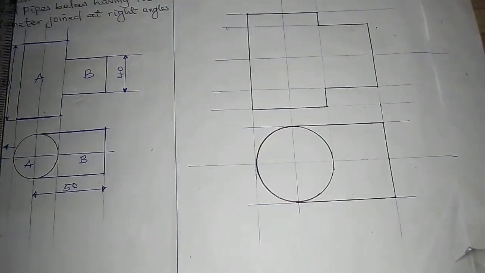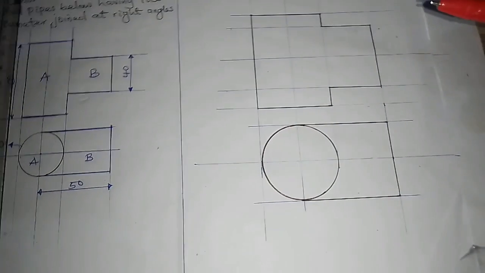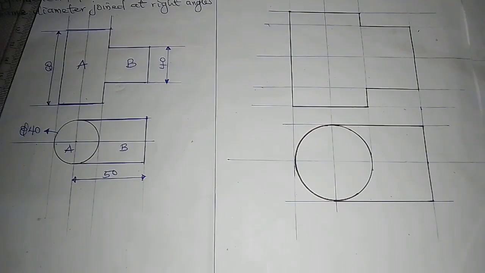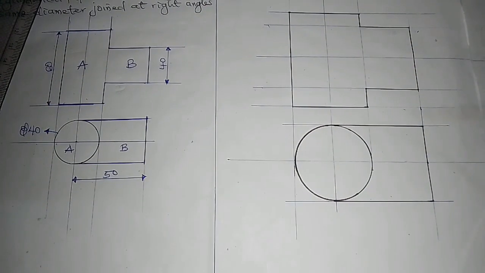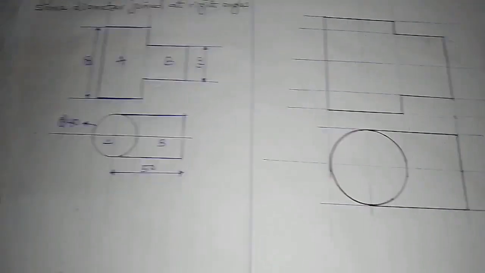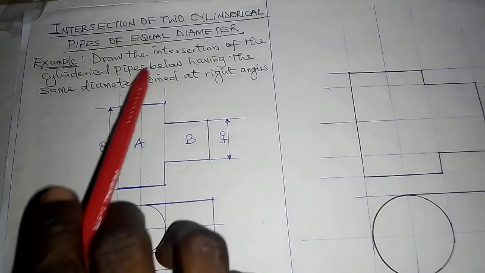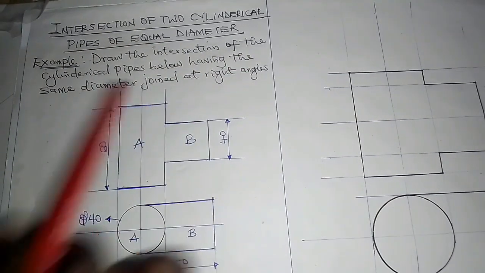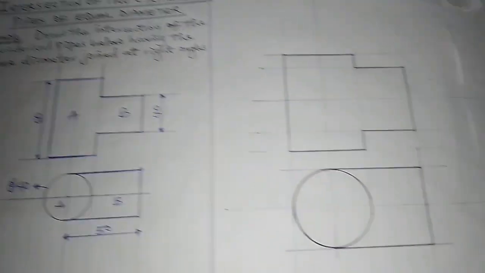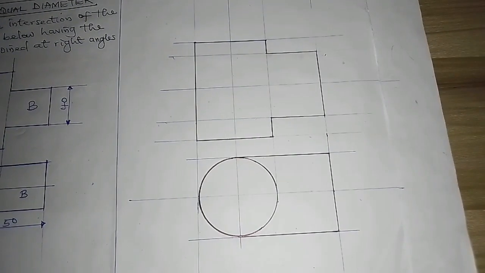So this is the given view. You can say this is the given view of the two pipe interpenetrating each other. So the next thing now is for us to answer the question. The question says that we should draw the intersection of the cylindrical pipe. So we are going to be using this now to draw the intersection of the given pipe. So let's quickly do that now.